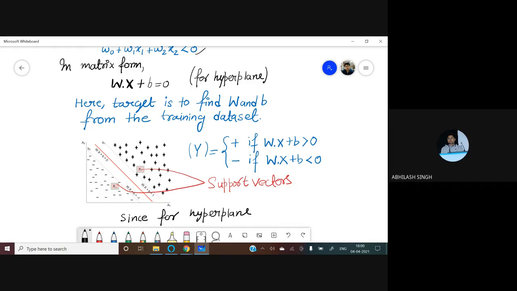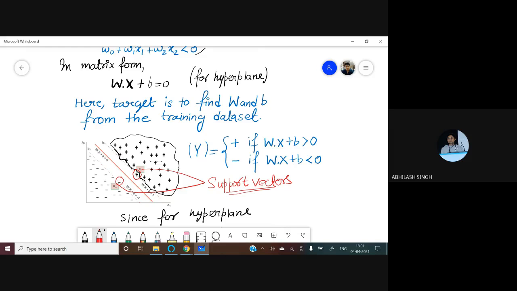As I have already told, the points that touch the decision boundary are called support vectors. That means all the other data don't have any role in deciding your hyperplane or decision boundary. Only this data that is already marked, and this data, these two data define your hyperplane, and that's why they are called support vectors.